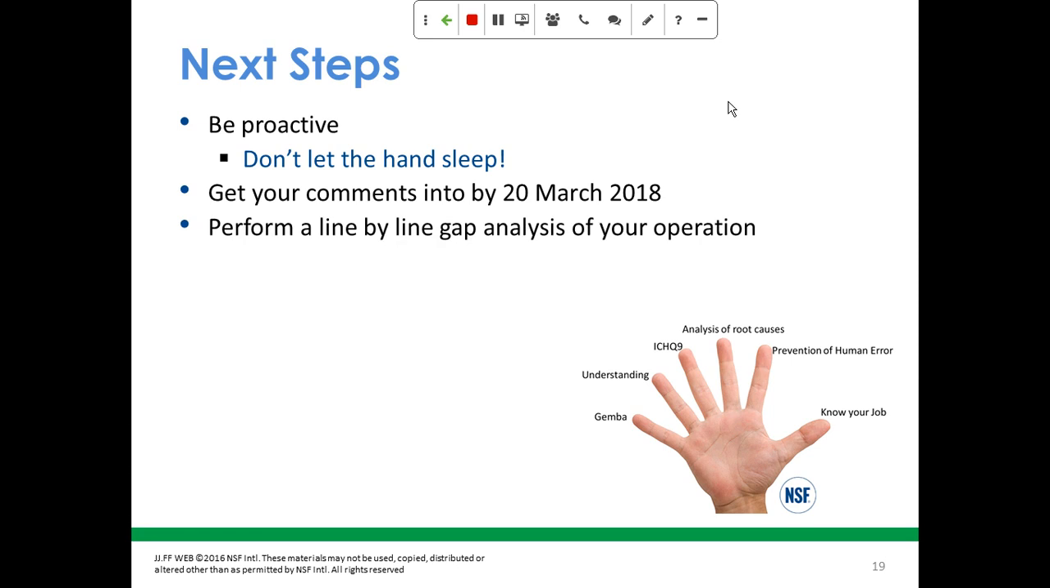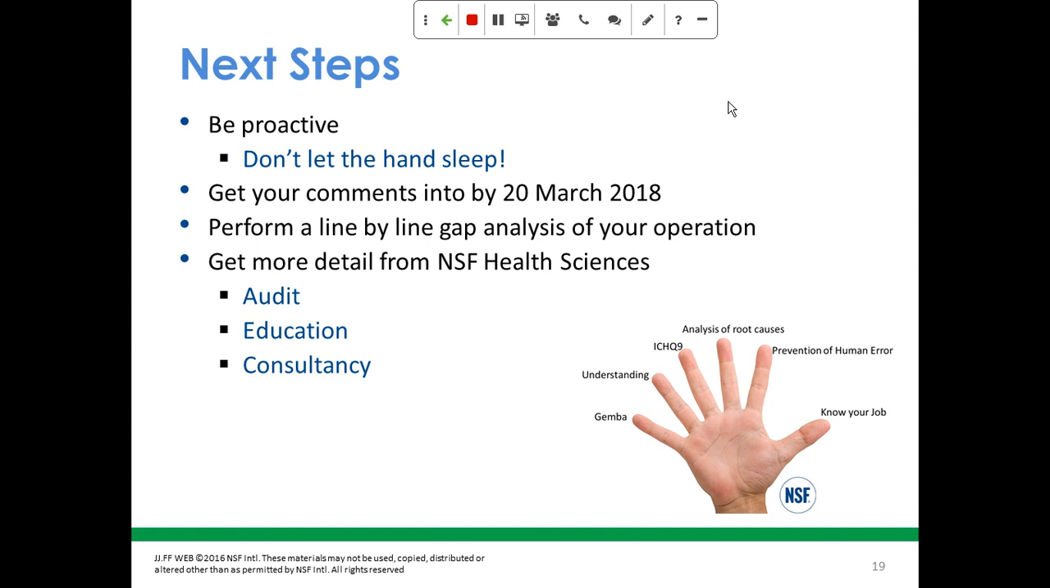I would also say that performing a line-by-line gap analysis of your operation against contamination risks, against the sources of contamination, or indeed other types of GMP or operational risk is crucially important, allowing you to have a risk register, a business continuity plan, a quality strategy, and a quality improvement plan. Of course, if you need more detail on how to do that, or some horsepower that will help guide and support your process in doing that, we have experts within NSF who can help you with both auditing, education, and consultancy support in that area.